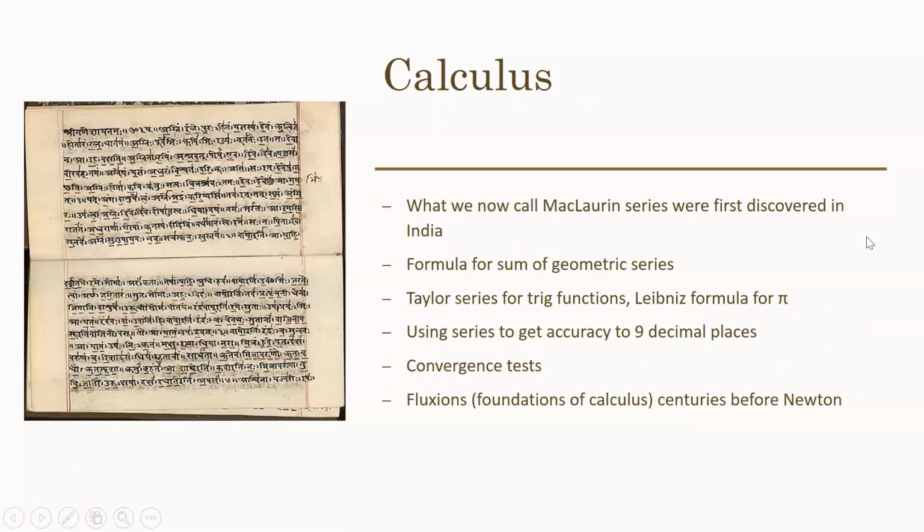Well, let's talk a little bit about calculus, though, about what we can include in the medieval period. What we now call Maclaurin series were actually first discovered in India. They had tests for convergence of series, and they were able to use series to approximate values like pi. They had the sum of geometric series, Taylor series, what we now call the Leibniz formula, because everything in math has to be named after a dead white guy. They were able to get accuracy to 9 decimal places, and they had a system equivalent to Newton's system of fluxions, which is basically the foundation of calculus. So they almost had modern calculus in that period in India, but not in Europe.